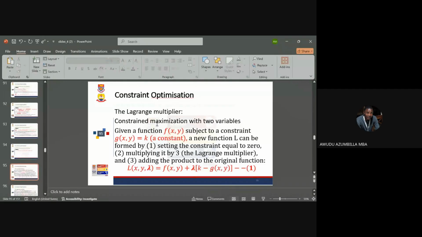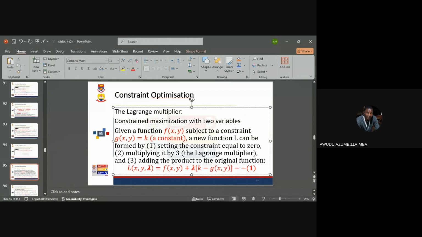So it's going to be our objective function plus the Lagrange multiplier multiplied by our constraint. We multiply the lambda by the constraint, and we add it to the function. Then we equate it to 1. So this is how we set the Lagrange here.